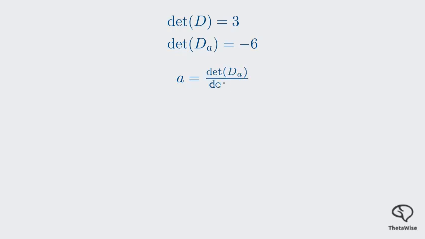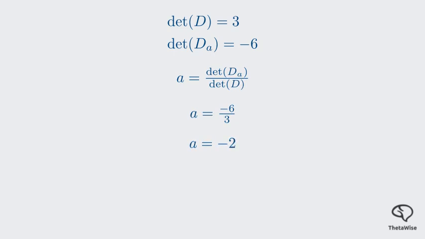We've calculated the two determinants we need. We are now ready to find the value of a. Let's recap our results. The determinant of D is 3. The determinant of D sub A is minus 6. Now we use the Cramer's rule formula for a. The formula is a equals determinant of D sub A divided by determinant of D. We substitute our values, getting a equals minus 6 divided by 3. This simplifies to a equals negative 2. So the value of a in this system of equations is negative 2.